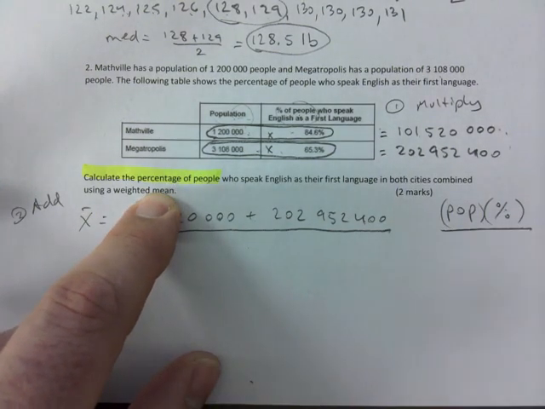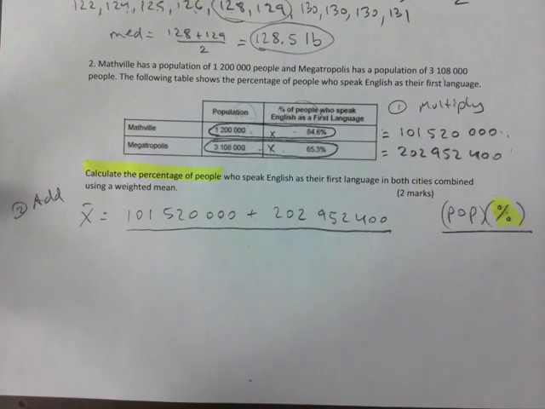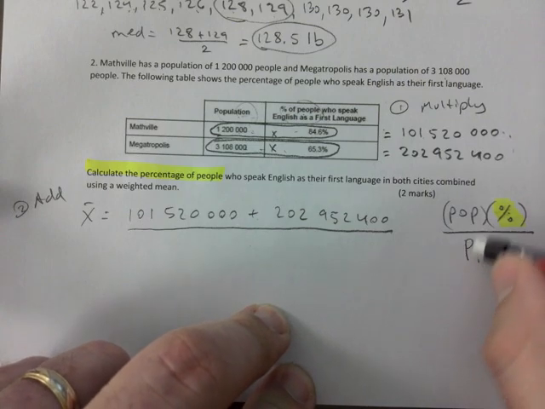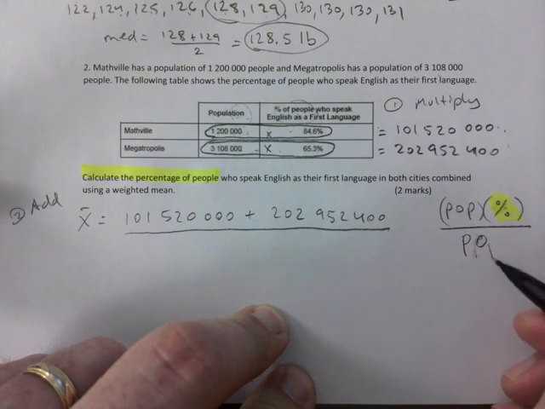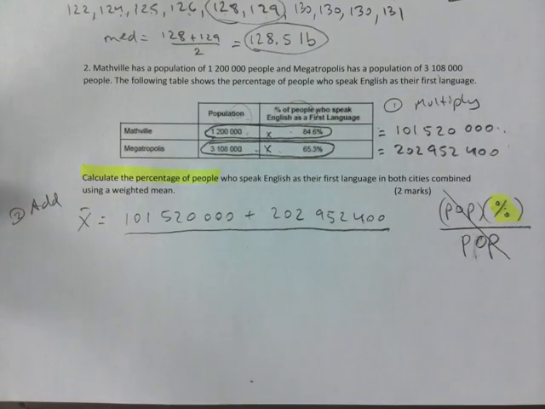So they want this to stay. They want that to stay here. So you need to divide by what was that? You need to divide by population so that it cancels out like that. That's how you determine what to divide by.